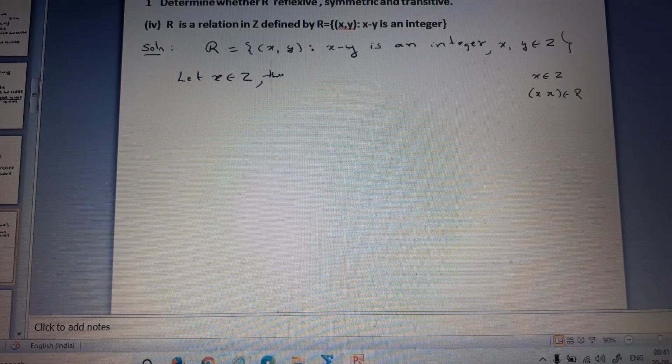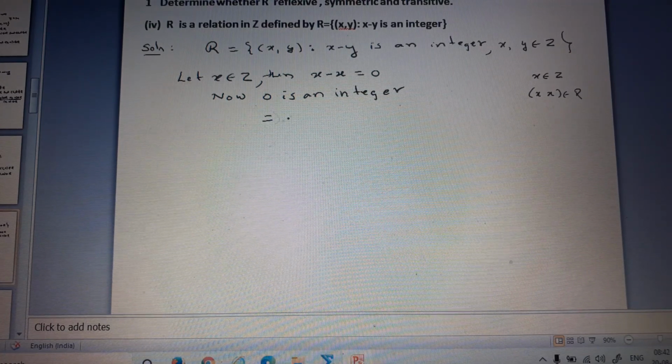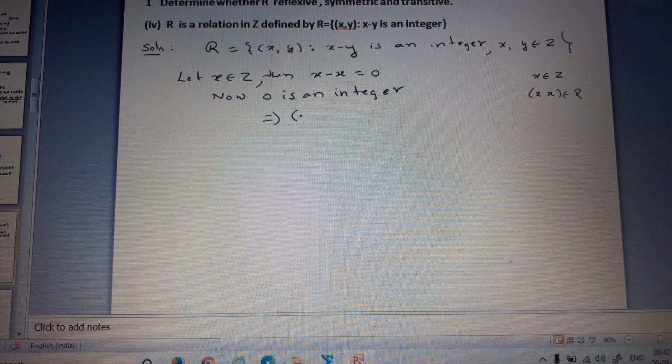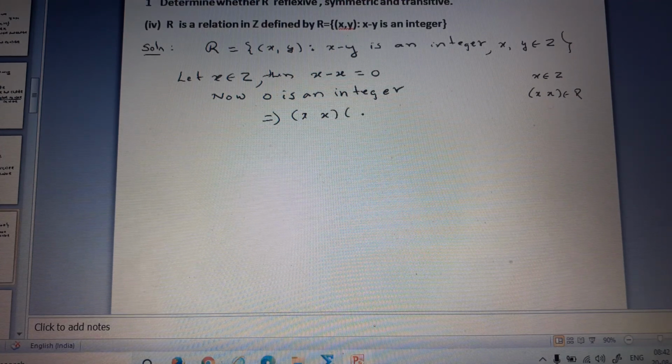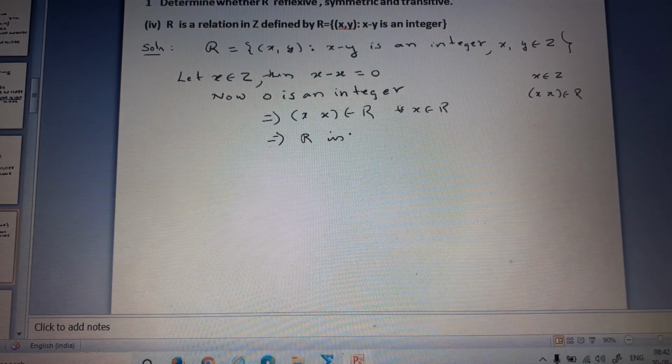Then x minus x will be 0. And you know very well that 0 is an integer. This implies, according to this definition, (x, x) should be in R. So we have taken an arbitrary element. This implies for every x, R is reflexive.